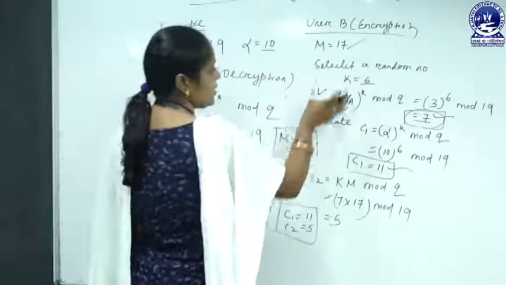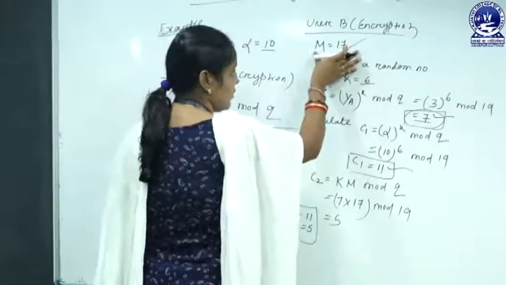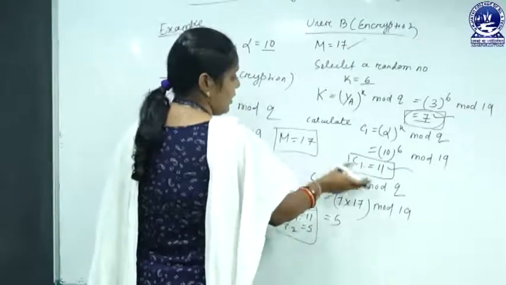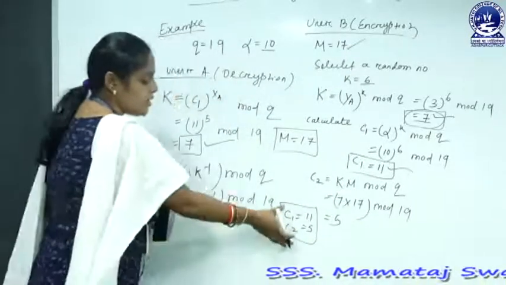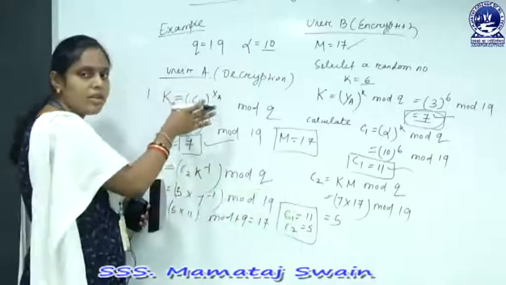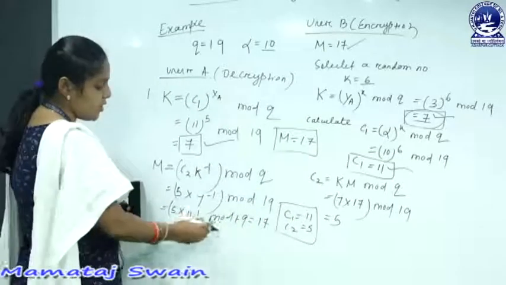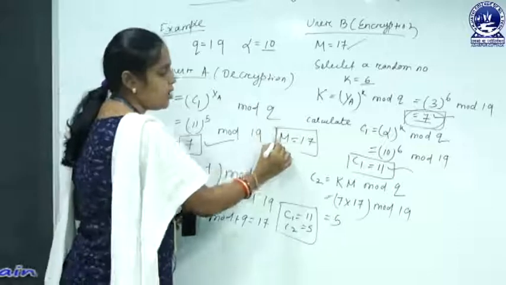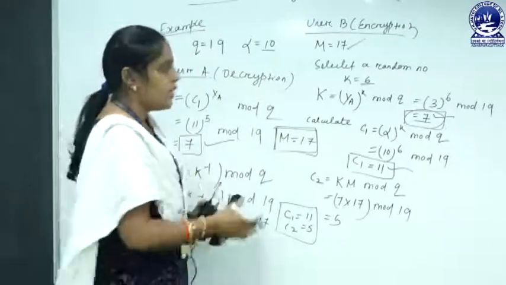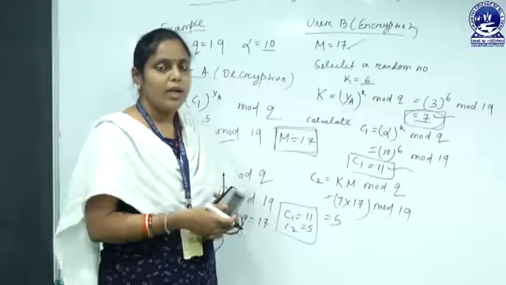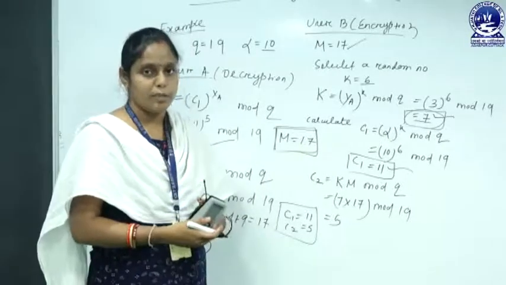This plain text is taken by the user B and it is encrypted as C1 and C2, and this C1, C2 is taken by the user A and decrypted to generate the plain text, which is equal to M, that is 17. This is all about the Elgamal cryptographic system.